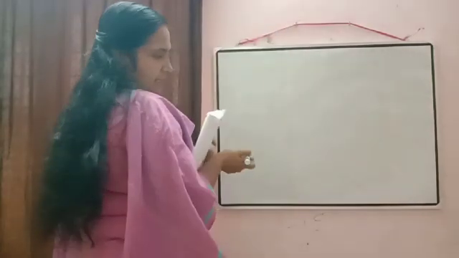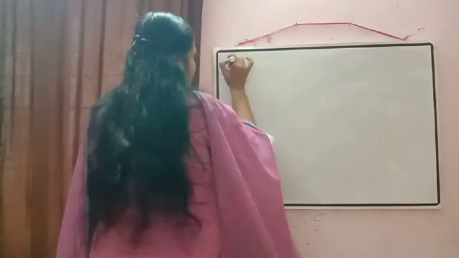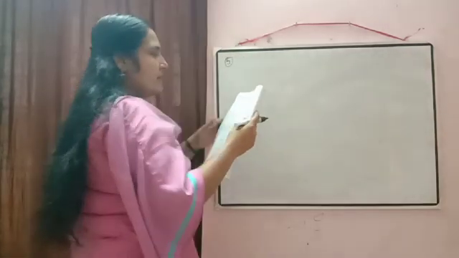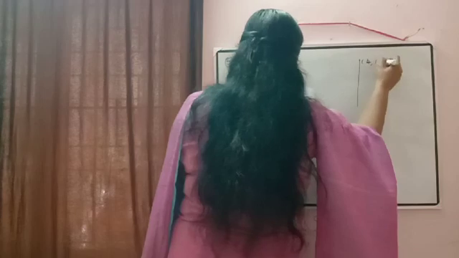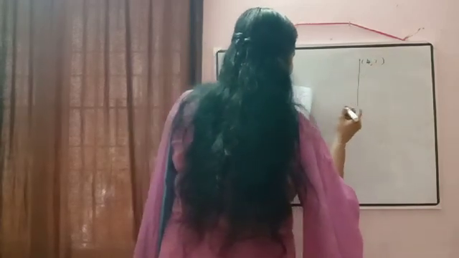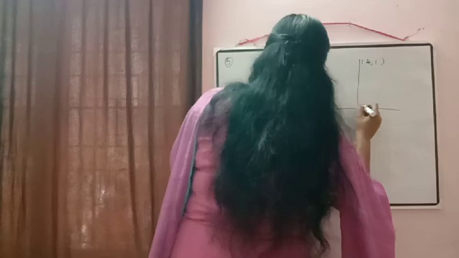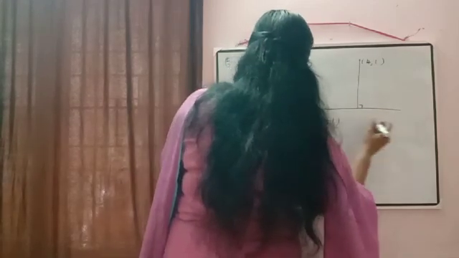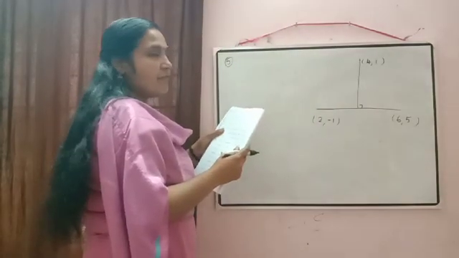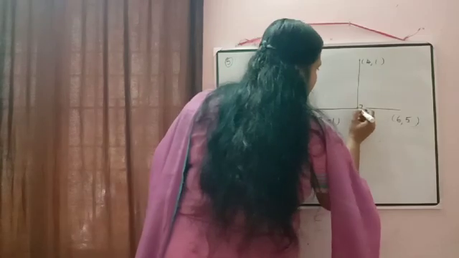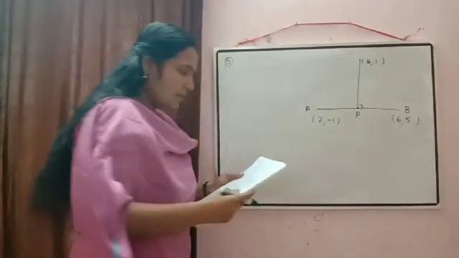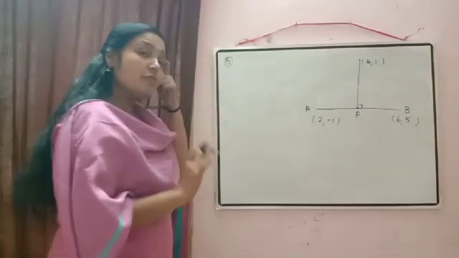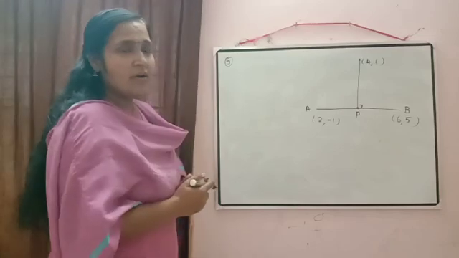In question number 5 it is written, prove that the perpendicular drawn from the point 4 comma 1 on the join of 2 comma minus 1 and 6 comma 5 divides it in the ratio 5:8. So we have to prove here this point divides AB, suppose this is AB, in the ratio 5:8. So we have to prove here it divides it in the ratio 5:8.